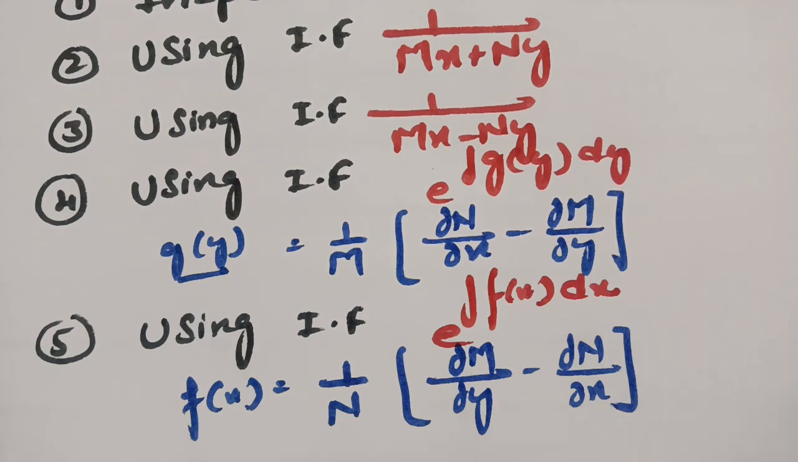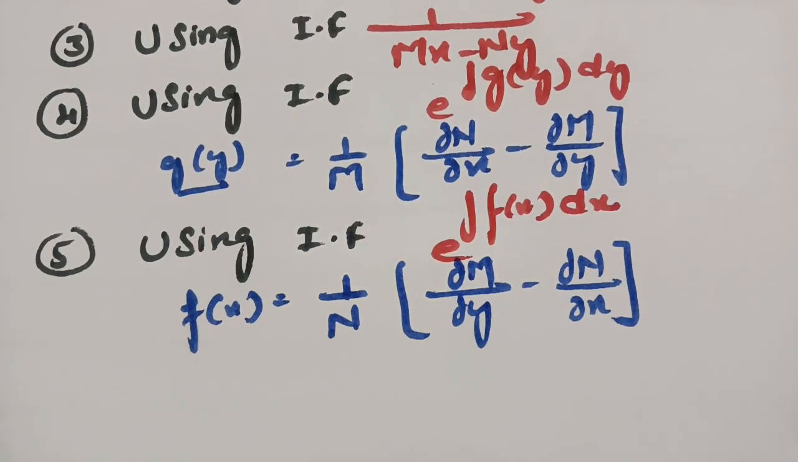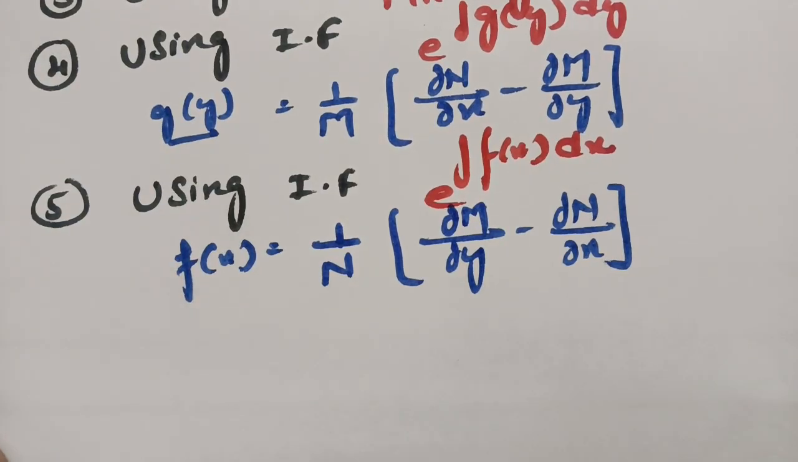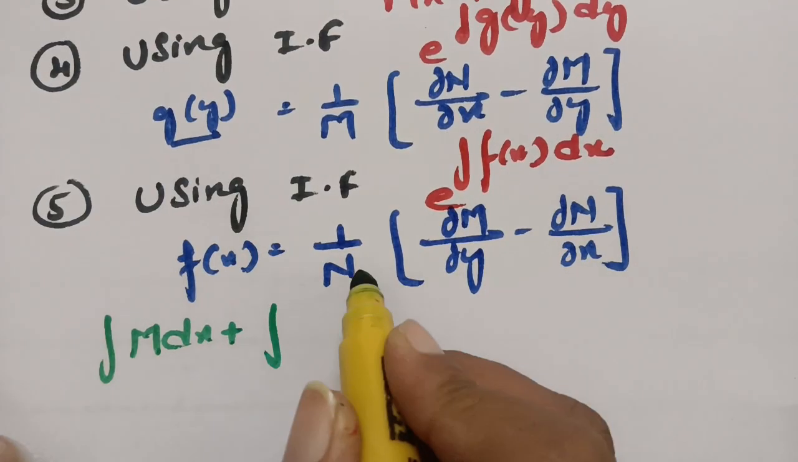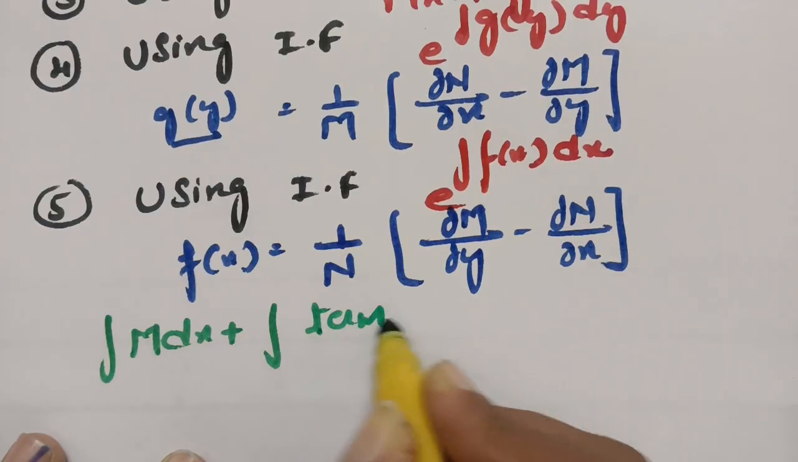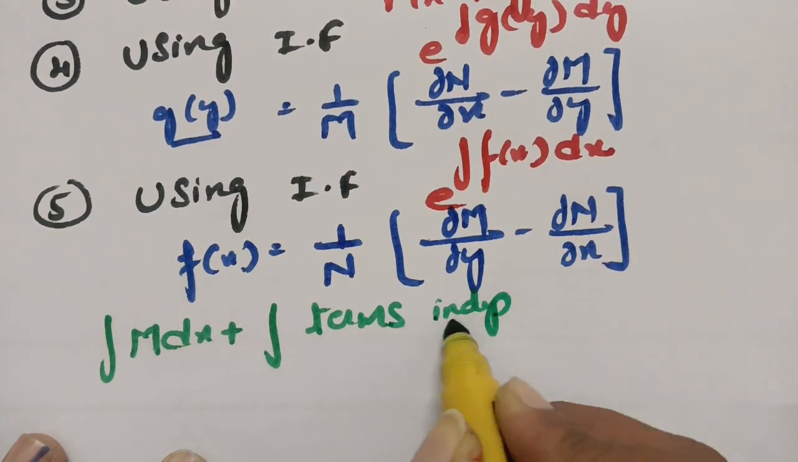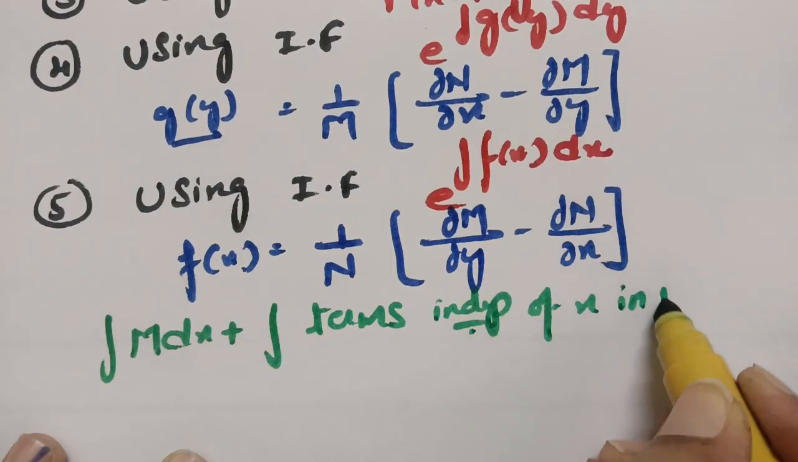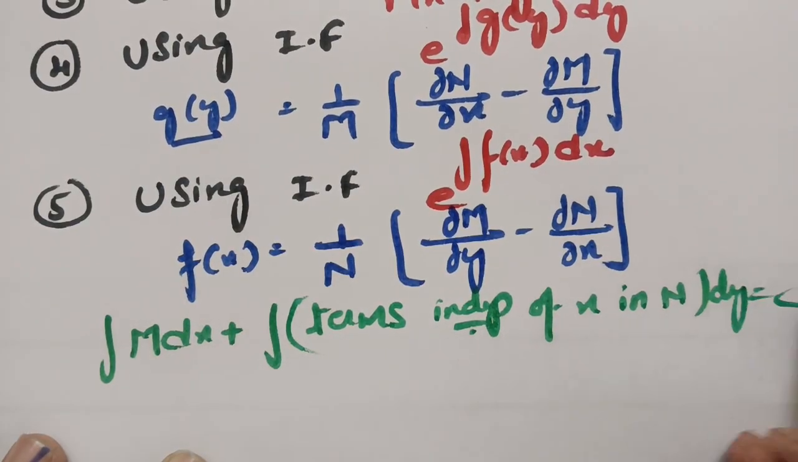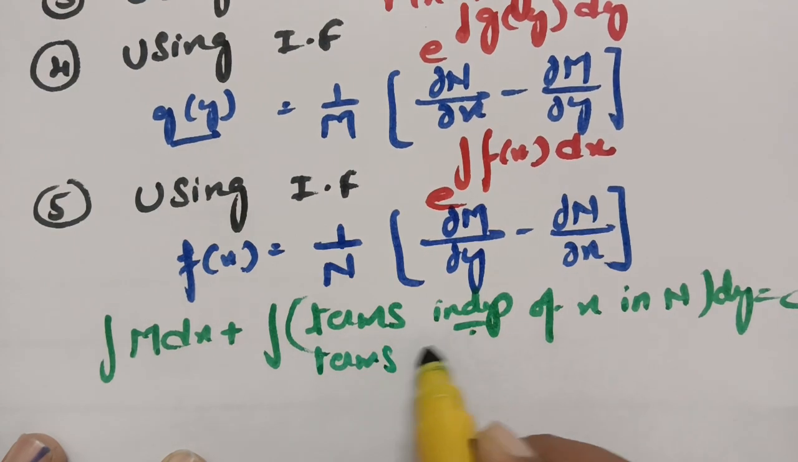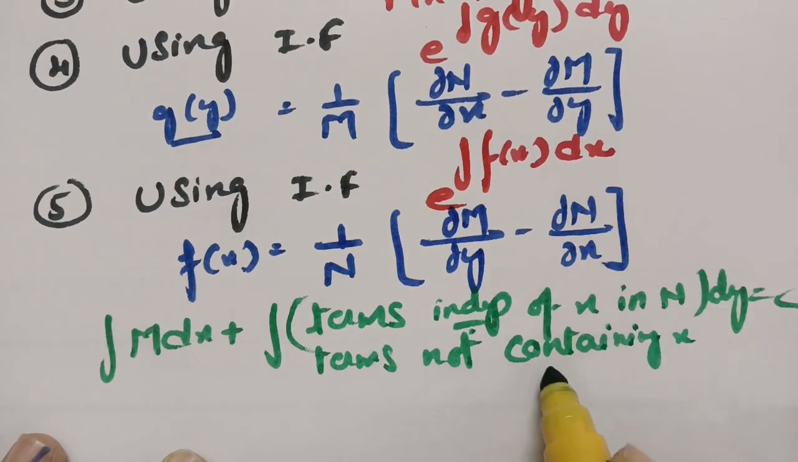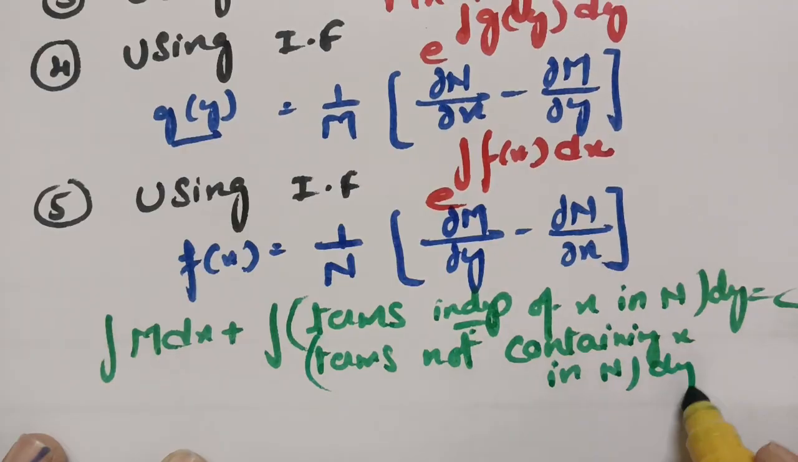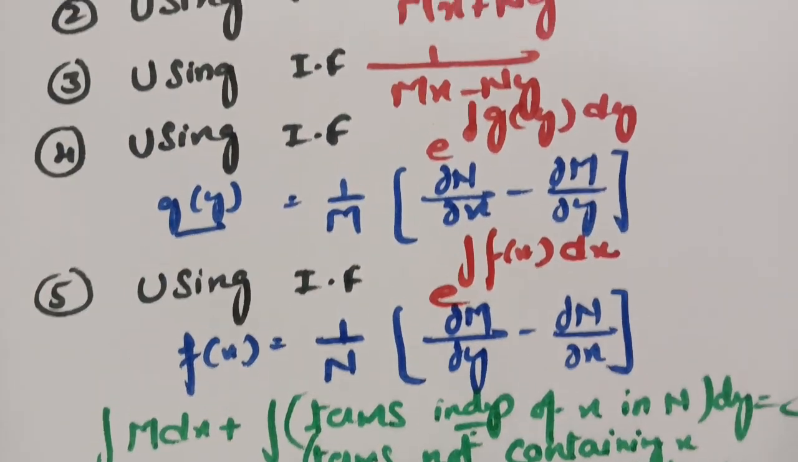So we have to transform this non-exact differential equation into exact differential equation, and we have to go with the formula. That is, I'll tell you. So after changing into exact differential equation, what is the solution formula here? Integral m dx plus integral of terms independent of x in n dy is equal to c, or the terms not containing x in n dy is equal to c. So this is the solution formula here.